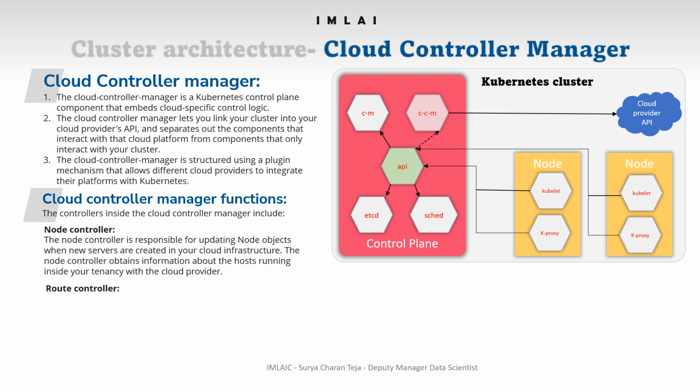Then let's look into the route controller. The route controller is responsible for configuring routes in the cloud appropriately so that the containers on different nodes in your Kubernetes cluster can communicate with each other. Depending on the cloud provider, the route controller might also allocate blocks of IP addresses for the pod network.